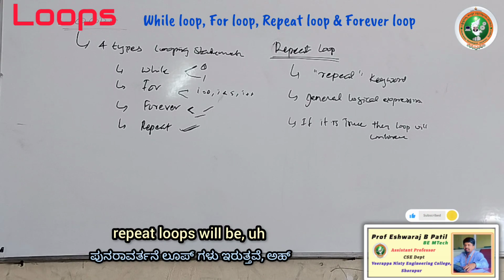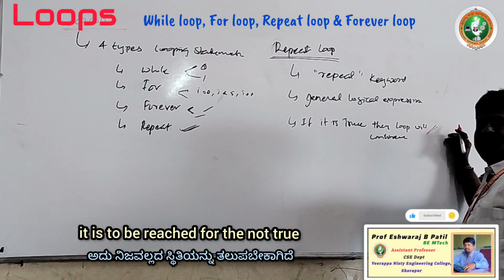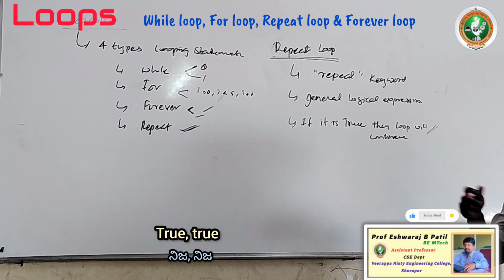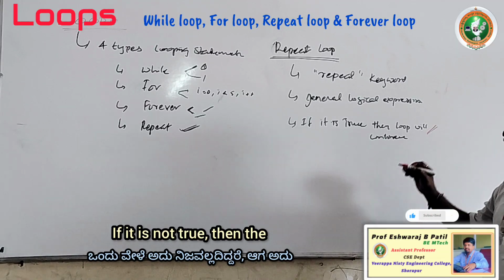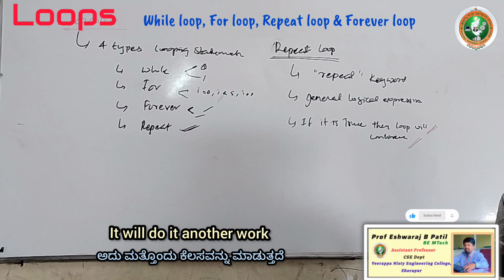Okay, this repeat loop will continue until the condition is not true. If it is true, the loop keeps continuing. If it is not true, then it will terminate there and exit from that loop. It will do other work.